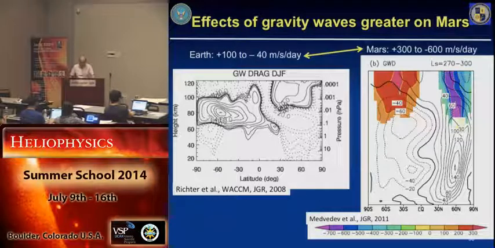and long story short, you compare that to Earth, you express that as sort of an acceleration, meters per second per day. Earth is somewhere between, depending on the sign, 100 is probably the max, and then there's a model on Mars, and it's like 300 to 600. So this then may be the reason that the homopause on Mars is higher than on the Earth, because the gravity wave fluxes on Mars are many times larger than on the Earth.